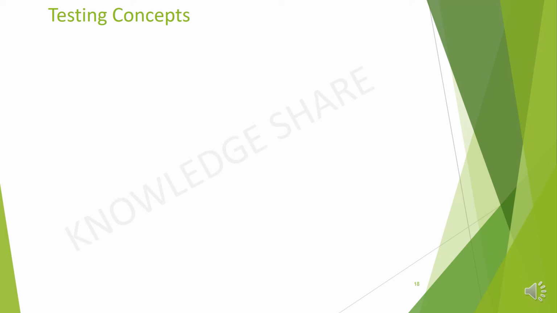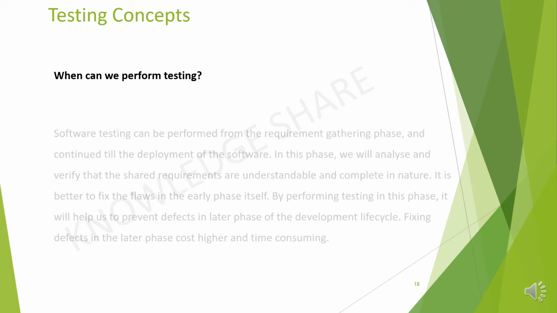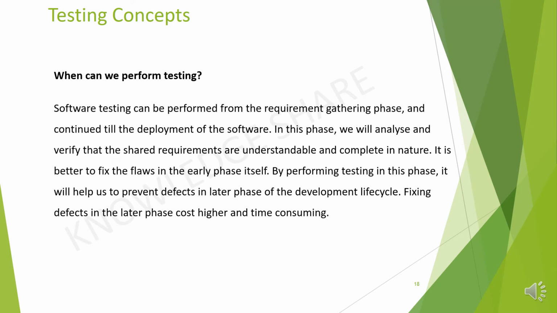Next question is when we can perform testing. Software testing can be performed from the requirement gathering phase and continue till deployment of the software. In this phase, we will analyze and verify that the shared requirements are understandable and complete in nature. It is better to fix the flaws in the early phase itself. By performing testing in this phase, it will help us to prevent defects in later phase of the development life cycle. Fixing defects in later phase cost higher and time consuming.